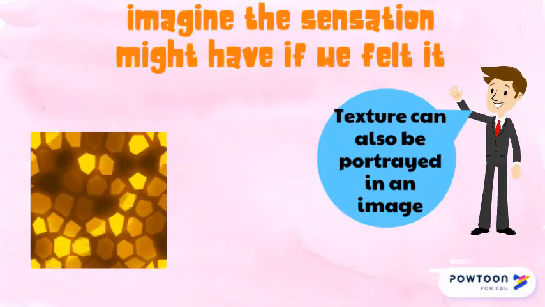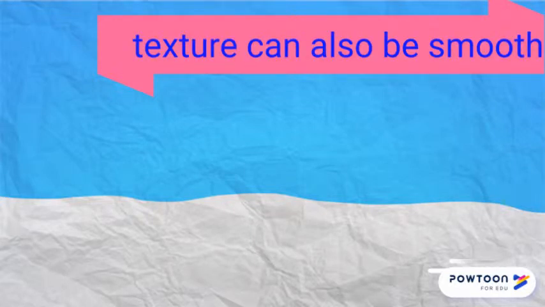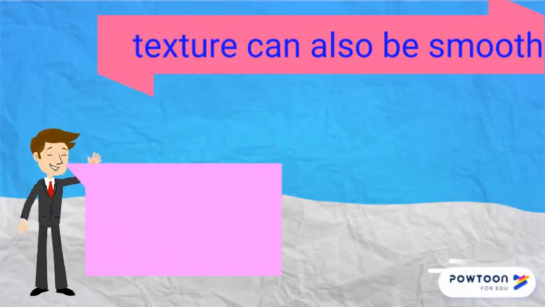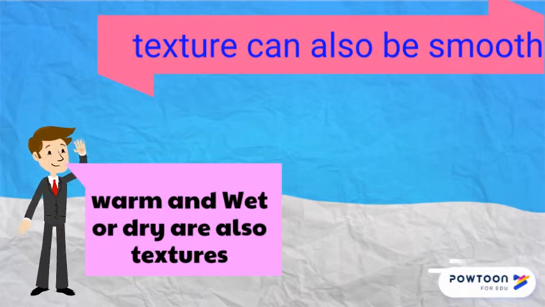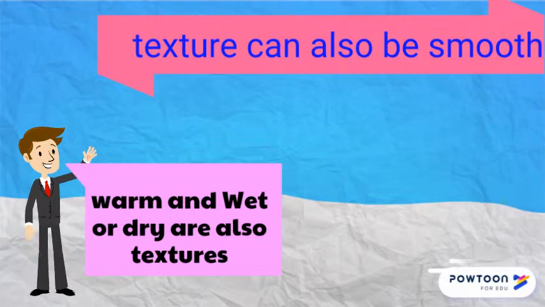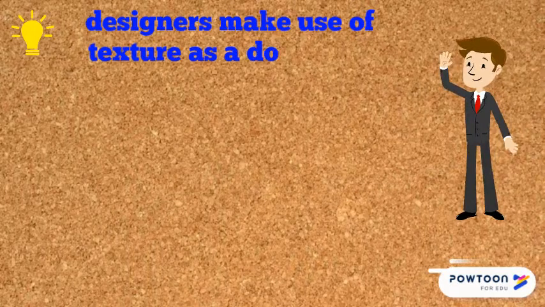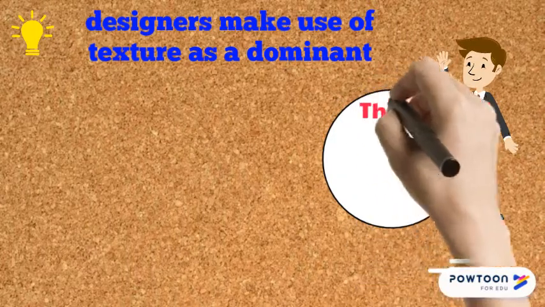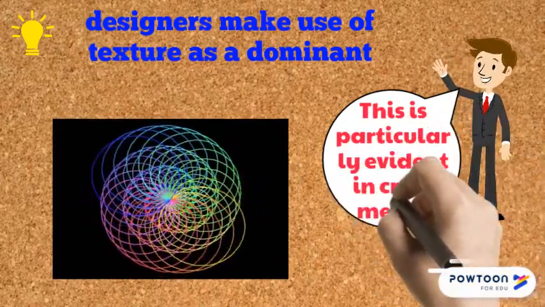Bristly, rough, and hard. This is what we usually think of as texture, but texture can also be smooth, cold, and hard, or smooth, soft, and warm, and wet or dry also are textures. In fact, any tactile sensation that we can imagine is a texture. In other words, all surfaces can be described in terms of texture. Many artists and designers make use of texture as a dominant element in their work. This is particularly evident in craft media such as fibers, metal, wood, and glass, where the textile or tactile qualities of the material are a major feature.